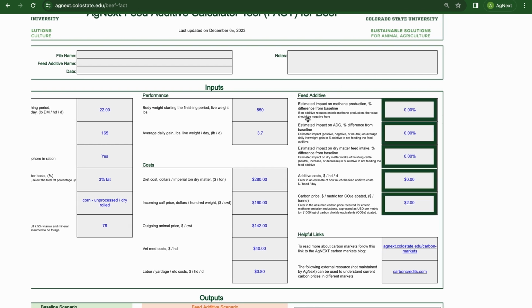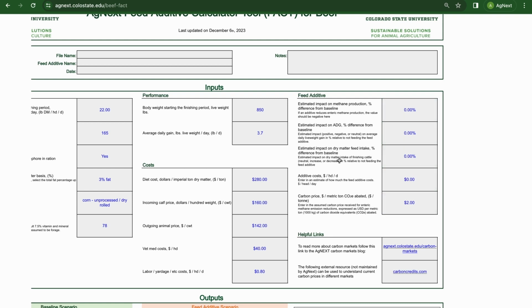This section is what's used for the feed additive scenario below to understand how emissions are altered from a baseline scenario to a feed additive scenario. So the first cell is the feed additive impact on methane production in terms of a percent difference. So here we can enter any number we so choose. So for example, if we wanted to look at a feed additive we've heard reduces enteric methane emissions by 30%, we would enter negative 30 here.